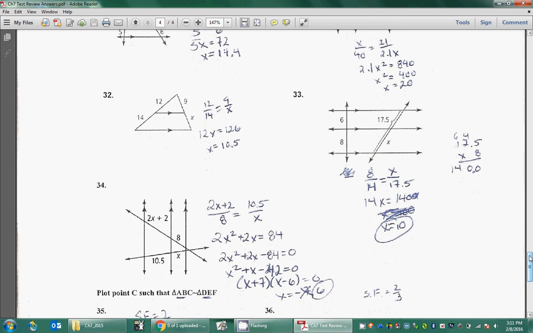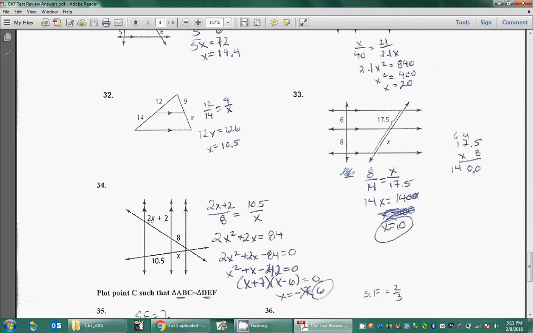For number 32, again, middle line is a fraction bar. 12 over 14 is going to equal 9 over x. Okay, cross multiply. 12x equals 126. So x is 10.5. I'm going to skip to 34 and then get to 33.